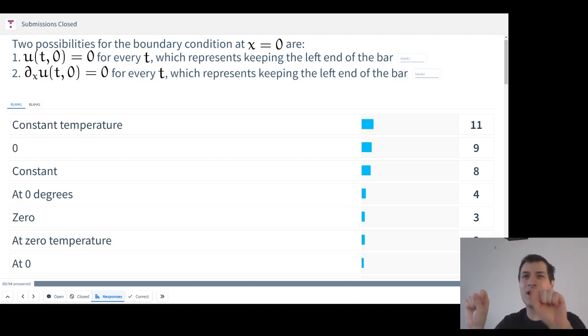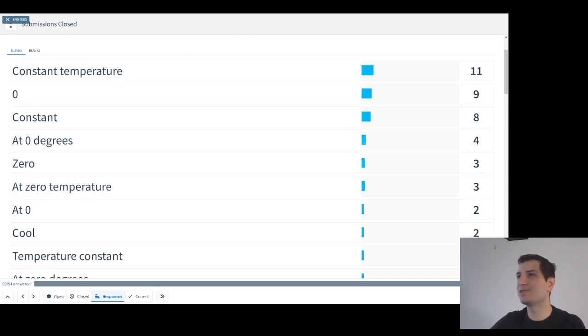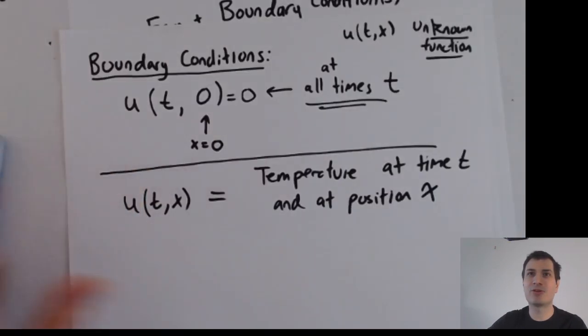So we're taking the rod and we're keeping one end in ice so that the temperature is always 0. So I think people who said at 0 degrees or at 0 temperature is right. Just saying 0 on its own is not enough. Like what is 0, right? You've got to make sure you are keeping track of the things that are going on here.